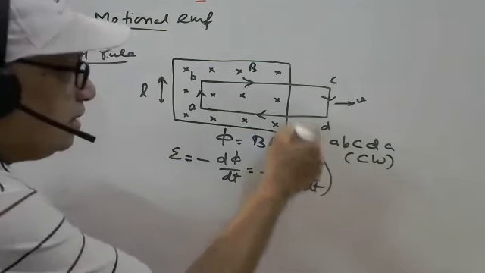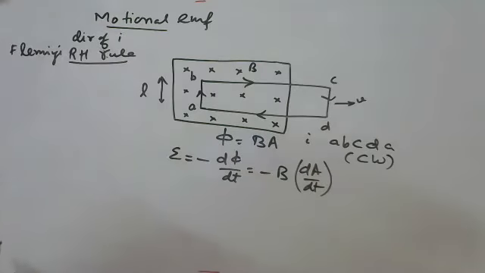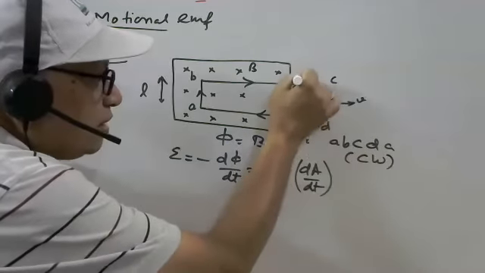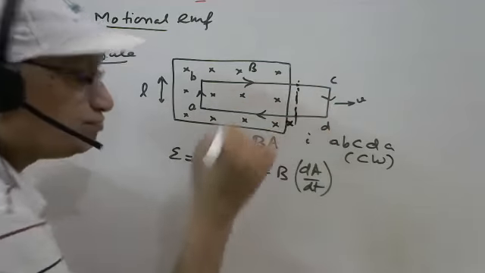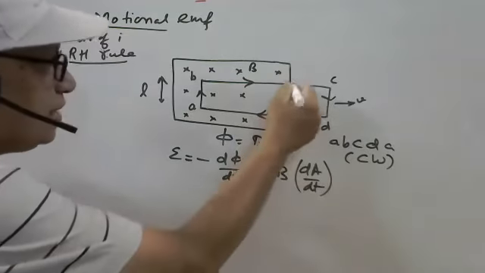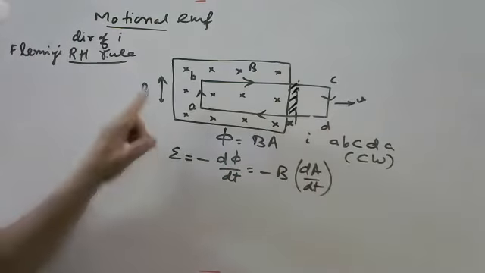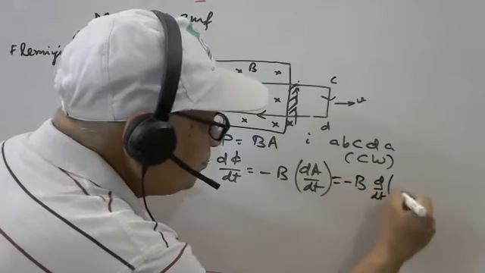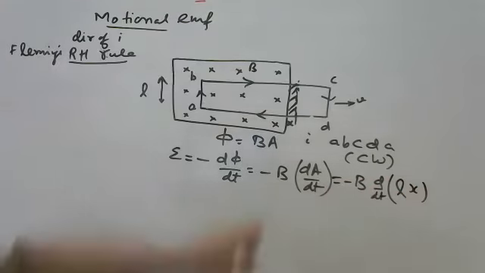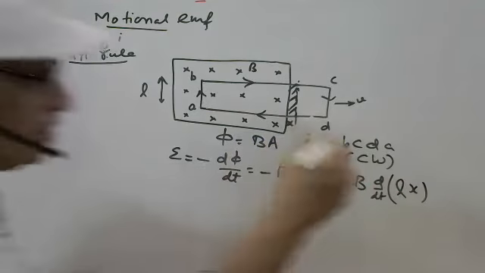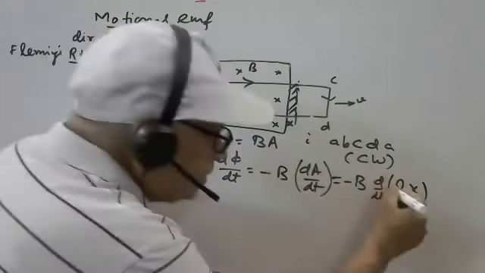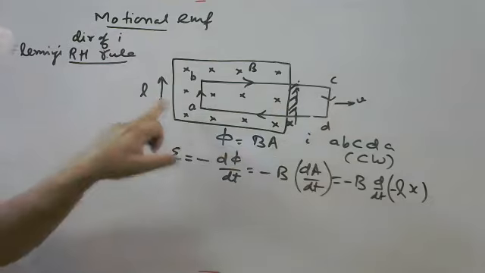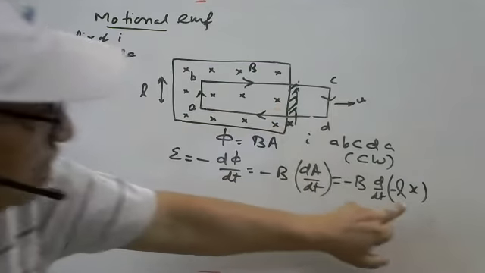Say what is the area? Suppose during a very small time dt, this is the portion coming out, say x. You can write the area of this portion which is decreasing, length into breadth, Lx. So here minus B d by dt of Lx, and this area is decreasing, so we are taking the minus sign. Why are we taking the minus sign here? Because area is decreasing. Suppose this is coming inward, area is what? Increasing, so we will take the area positive.